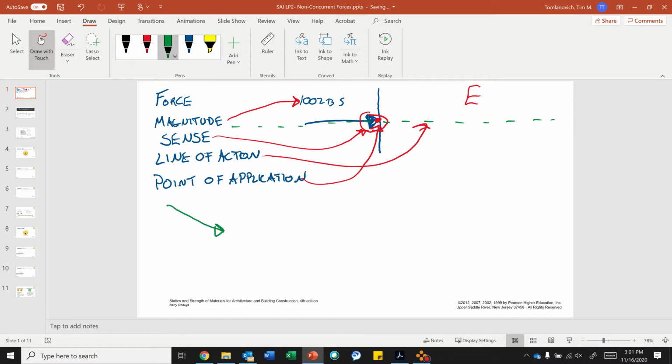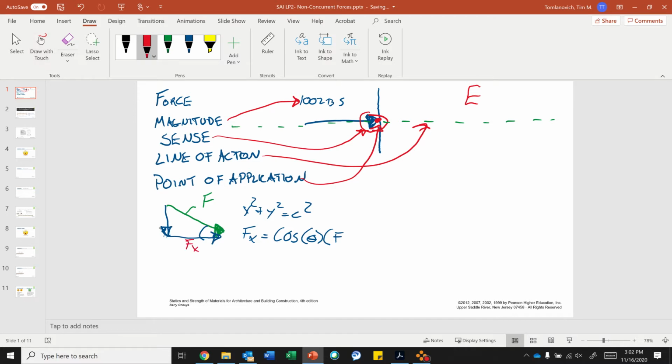If we have a force that's acting at an angle, what we need to do is use trigonometry and use x squared plus y squared equals c squared, the Pythagorean theorem, or Fx equals the cosine of theta times F, because remember the green will be F. This is Fx. This is Fy. You just create it as a triangle, okay? So this is also Fy and Fx. And then Fy equals the sine of theta times the hypotenuse, okay?